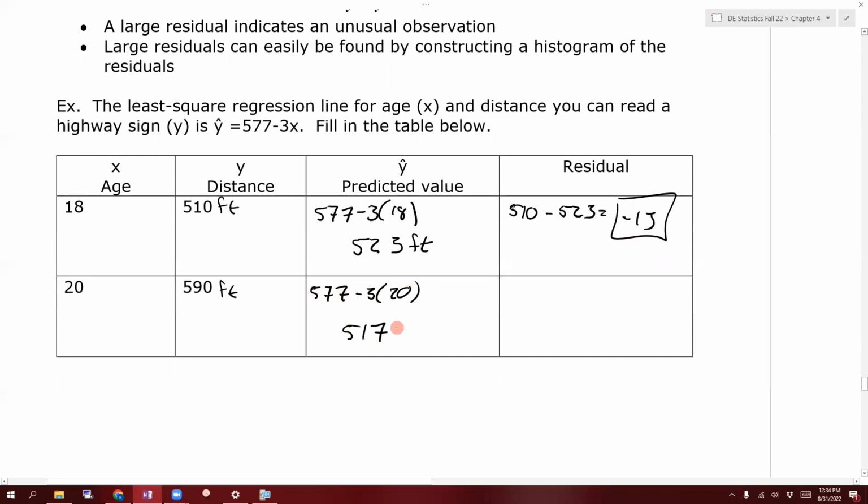All right, and then this next one, same thing, 577 minus 3 times 20, and that gives us 517. Then 590 minus 517, and it gives us a residual of positive 73. So this 20-year-old's eyesight is very good. In this case, they're 73 feet further away and they can still see the sign. And so they have much better than predicted eyesight.